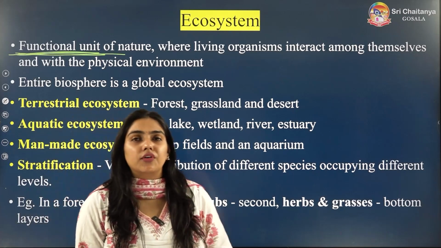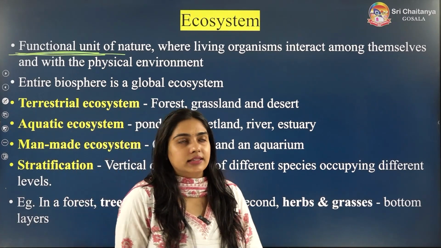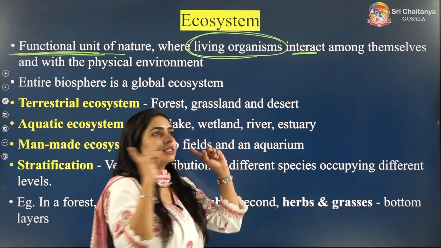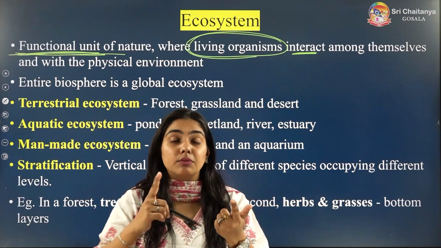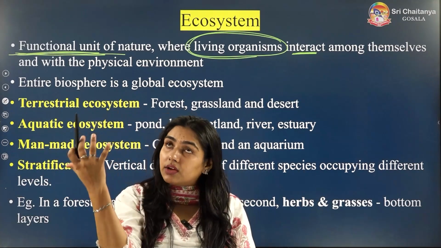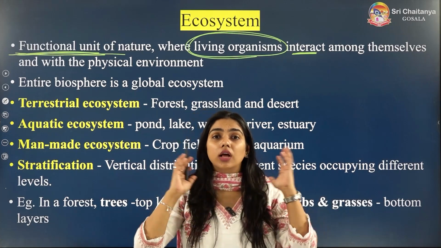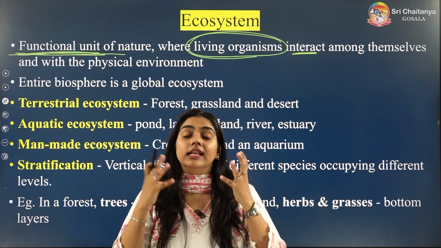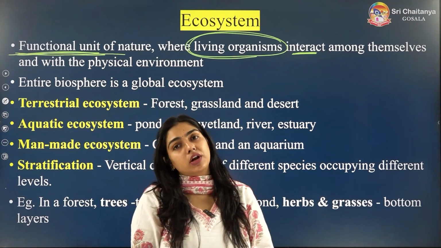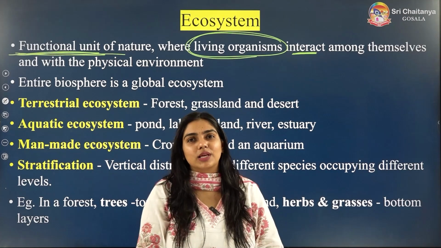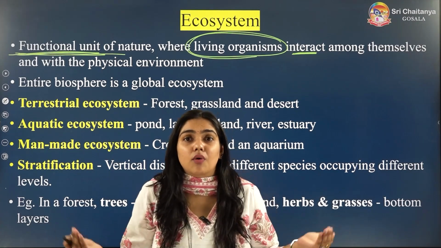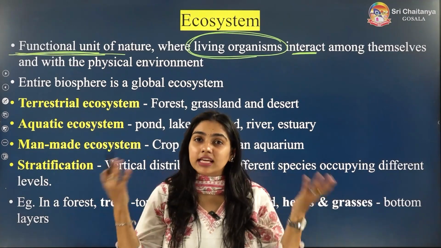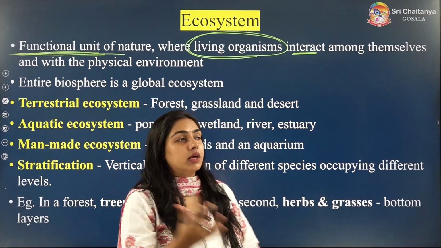Now, in this functional unit of ecosystem, there will be living organisms, and these living organisms are interacting with the physical environment. They are interacting with the soil, with the temperature, with the rainfall, with the light. Okay, so all these are the parts of our physical environment. So in the ecosystem, what will be there? Living organisms will be there. And what are these living organisms doing? They are interacting with the physical environment. We are interacting with our nature. Okay, nature is beautiful. So yes, we are interacting with nature.